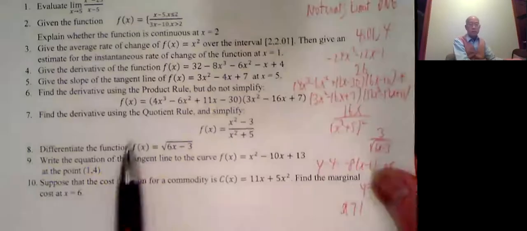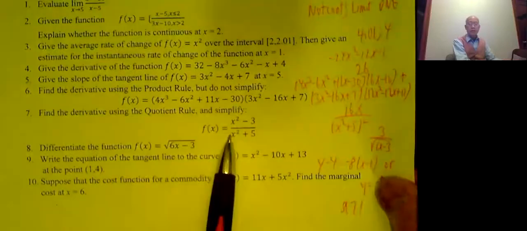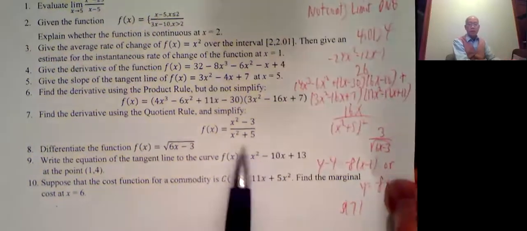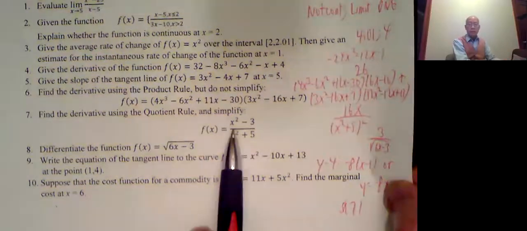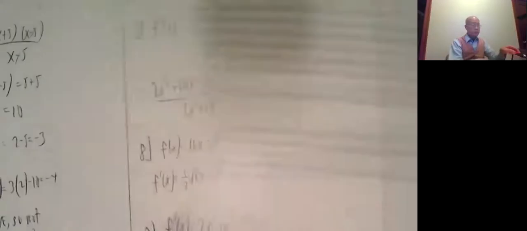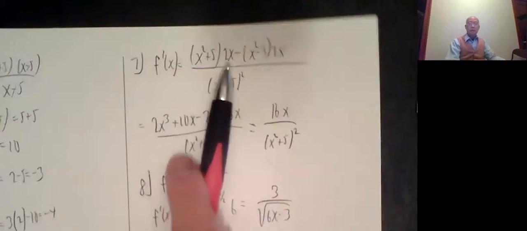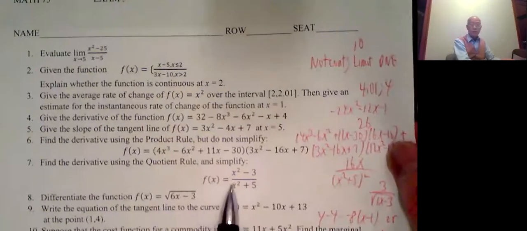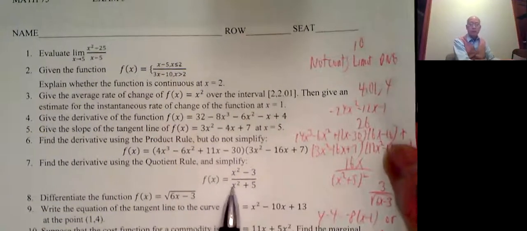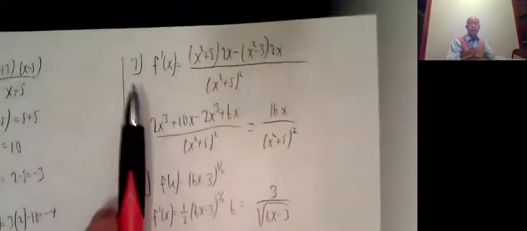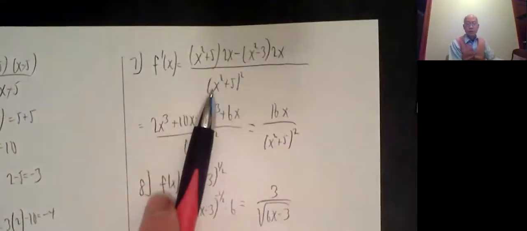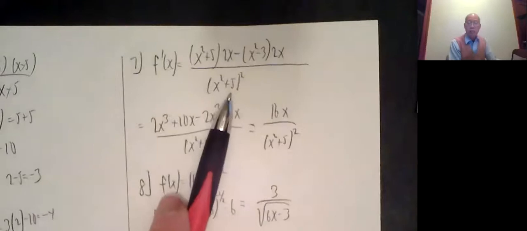Number 7, use the quotient rule, and it tells us to simplify this time. So it's the bottom times the derivative of the top, which is 2x, x squared plus 5 times 2x, minus the top times the derivative of the bottom, which is also 2x, all over the square of the denominator, x squared plus 5 squared.